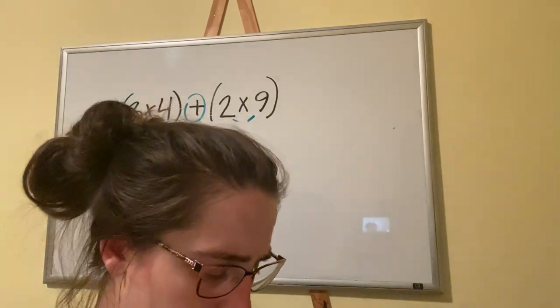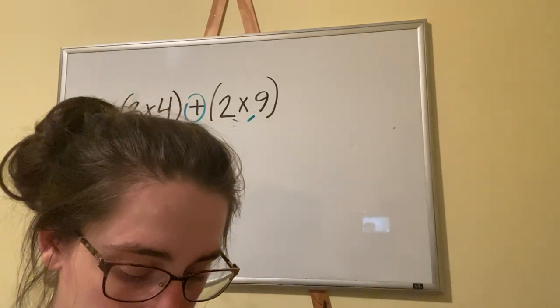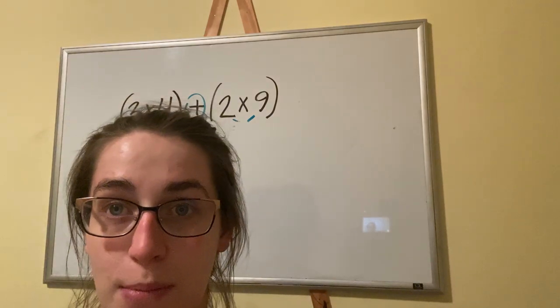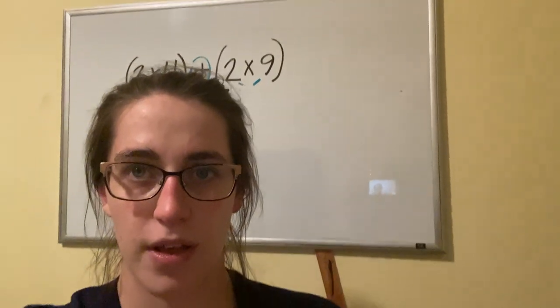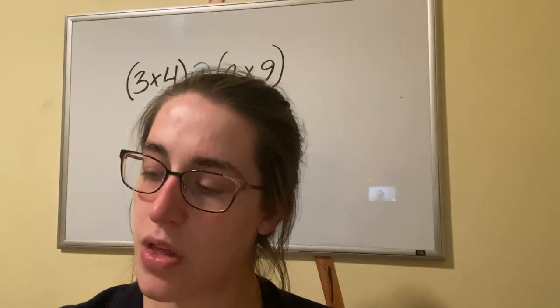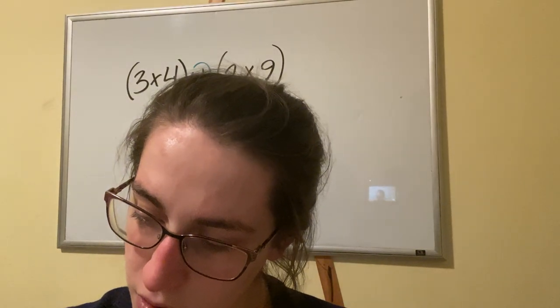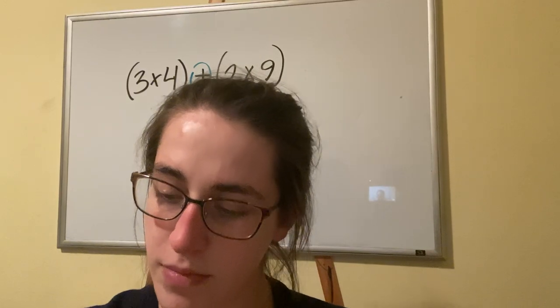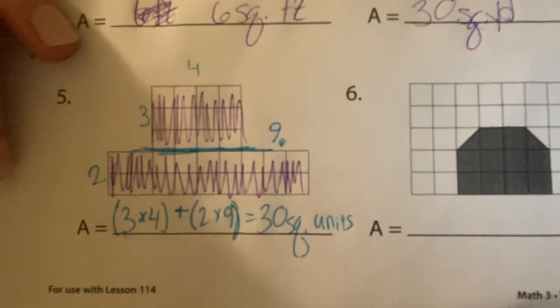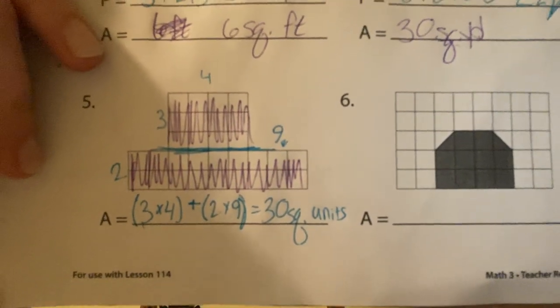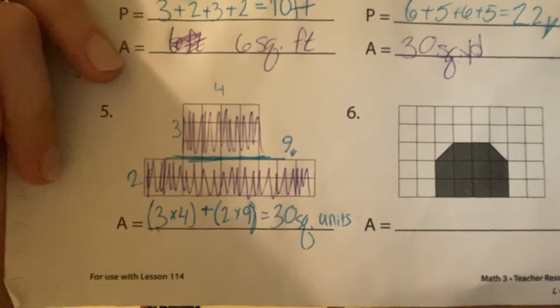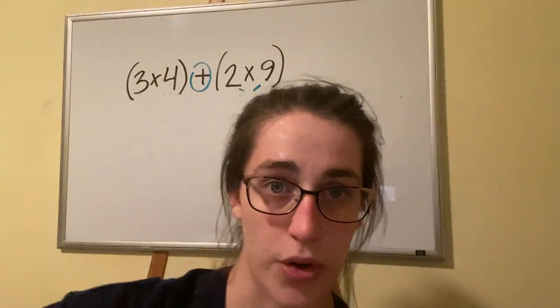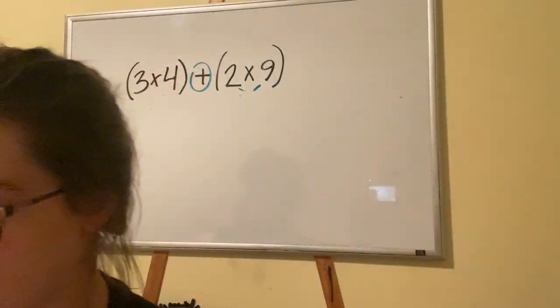But, oh no, 30 what? What is the label for area? Thirty square units. Okay, don't freak out. We're gonna do number 6 together.